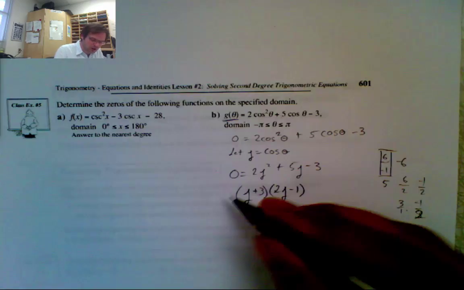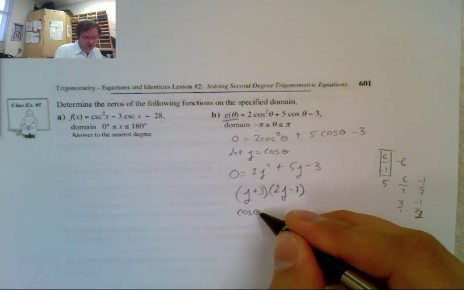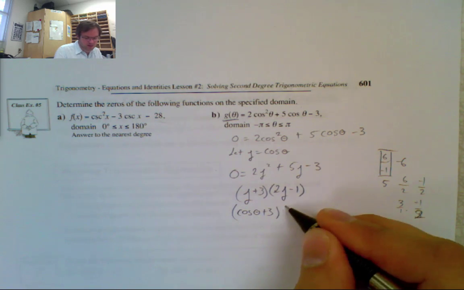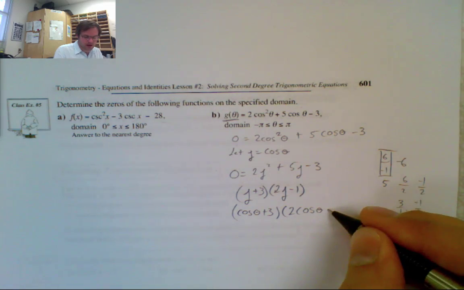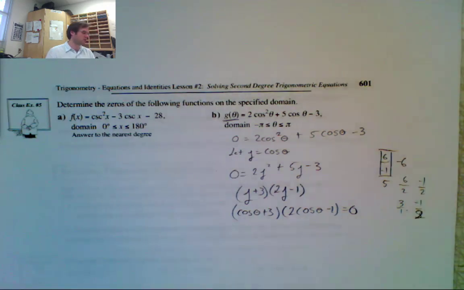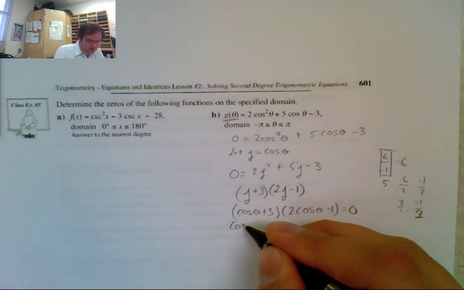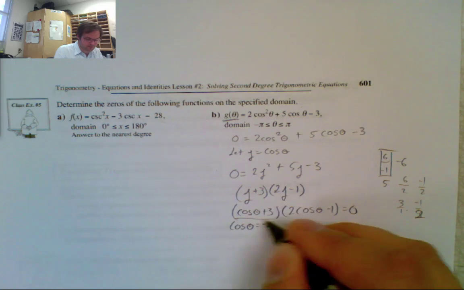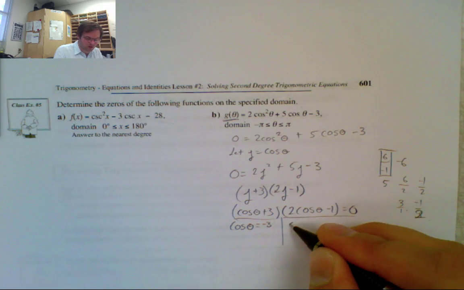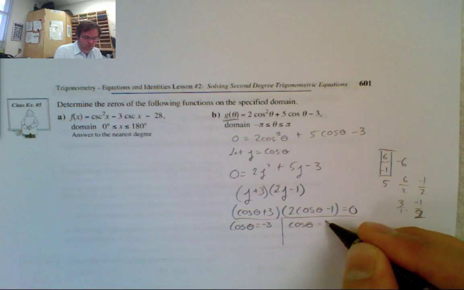Okay, so we're going to substitute this back in, and this is really cos. So I have cos theta plus 3, and then 2 cos theta minus 1, and we know these are equal to 0. So basically now we're going to solve for cos theta on both of these. So I have cos theta is equal to negative 3, or cos theta is equal to 1 over 2.